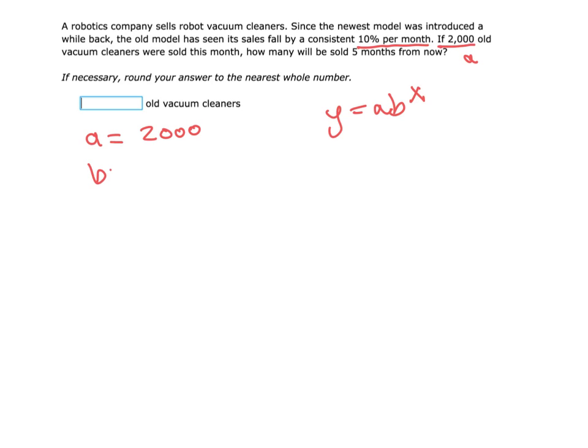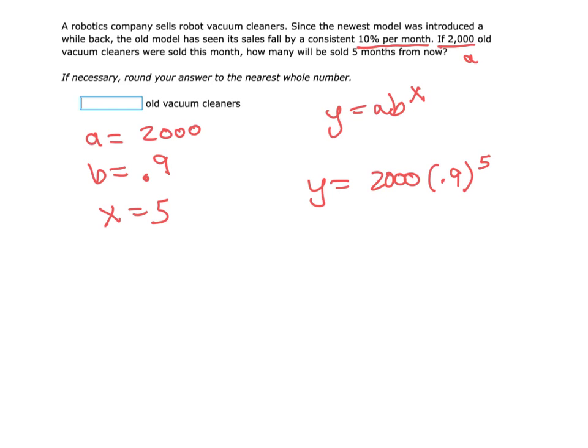A is 2,000. Take away 10% a month, just like we did on the last problem. That means my multiplier is 0.9. And x, since this rate is based on per month, is just 5. So y is 2,000 vacuum cleaners last month, and only 90% every month for the next 5 months will be sold. So we've got 2,000 times 0.9 to the fifth.